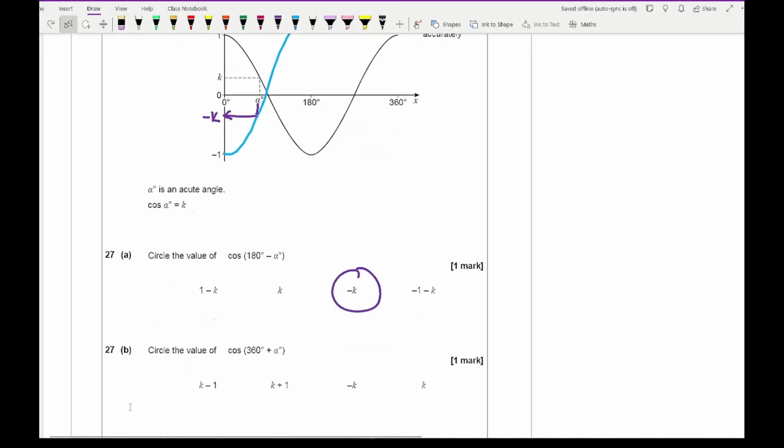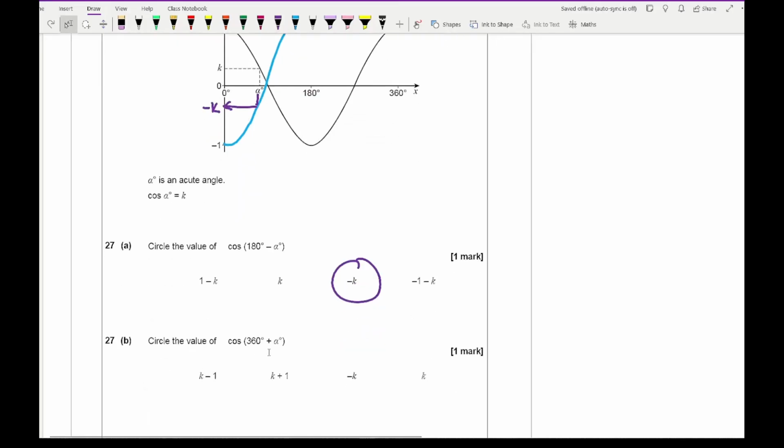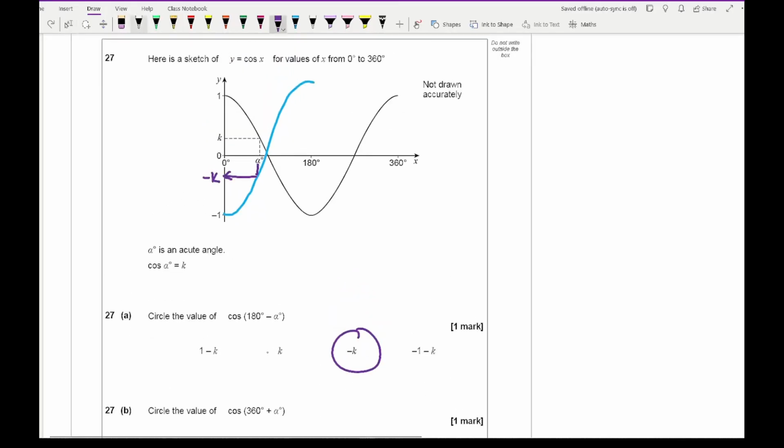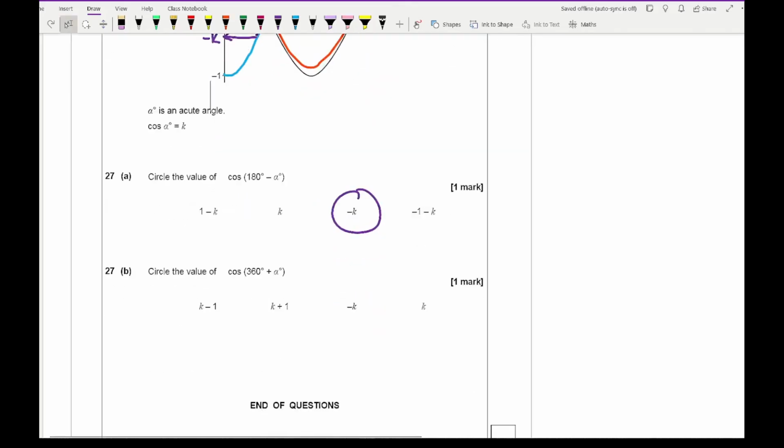For question 27b, the question says we're moving it 360 degrees. Now if we imagine that we're shifting this graph 360 degrees, then the graph will just be its original form, so therefore the answer will just equal positive k. And that concludes the end of this paper.